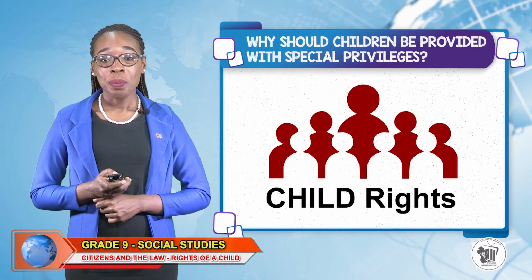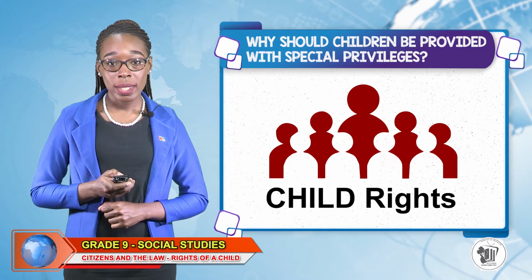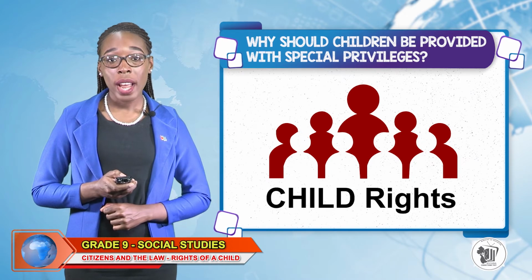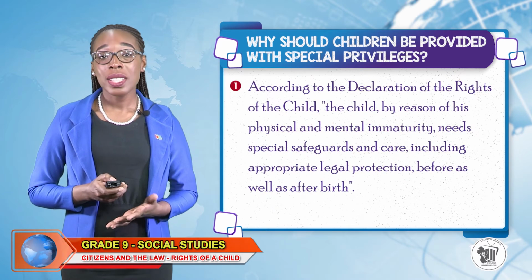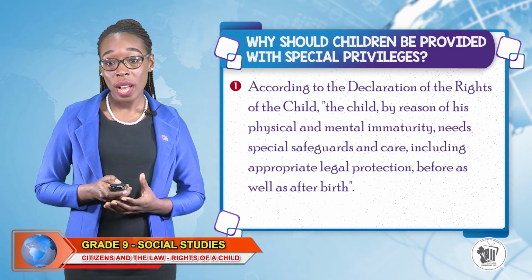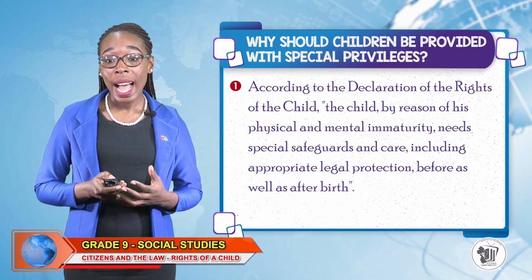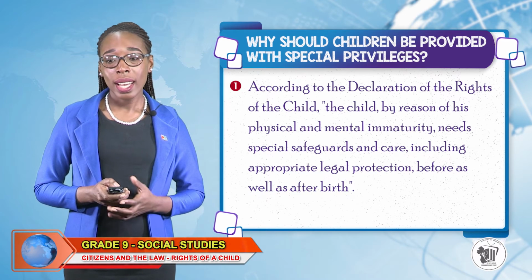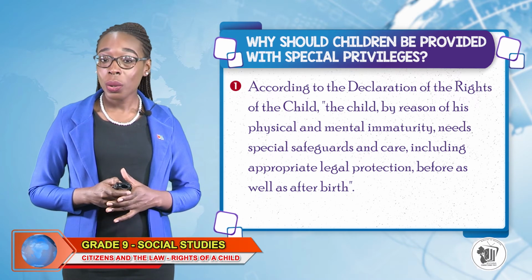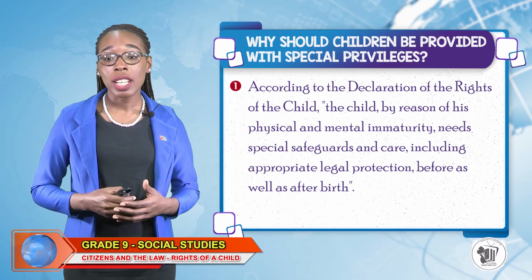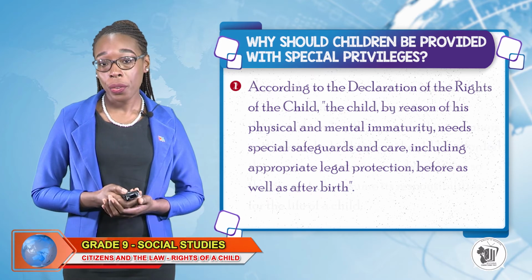Let's move on. Why should children be provided with special privileges? Children should be provided with special privileges because, one, according to the Declaration of the Rights of the Child, by reason of his physical and mental immaturity, the child needs special safeguards and care, including appropriate legal protection before as well as after birth.